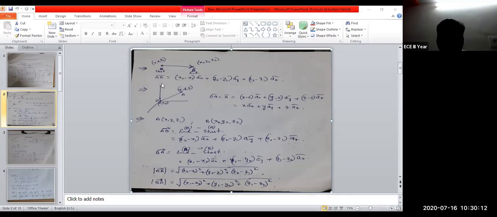Bar notation. Don't think both are the same. Both represent different directions, opposite directions, right? So here BA bar is nothing but (x1 minus x2) into ax plus (y1 minus y2) into ay plus (z1 minus z2) into az. I repeat again and again.